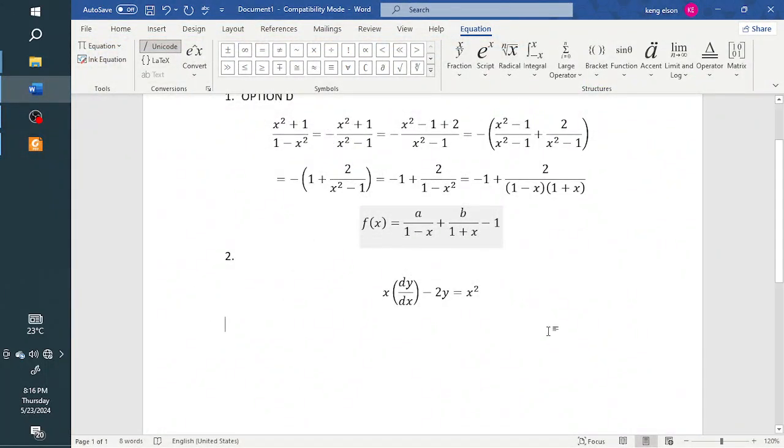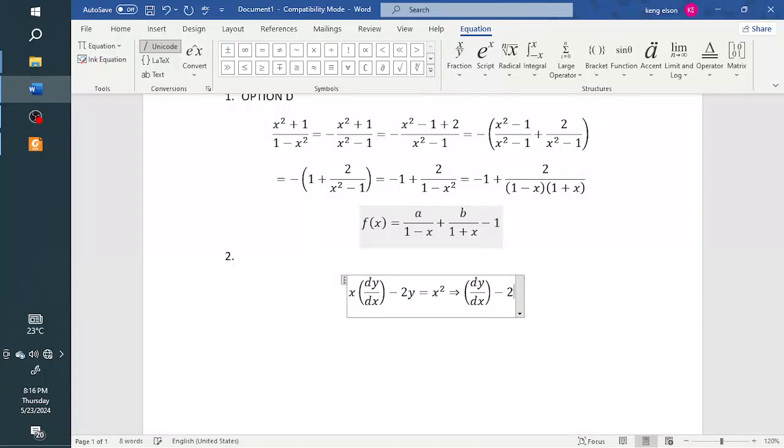Step number 1 is that I need to make the coefficient of dy by dx to be 1, and to make it 1, I just need to divide all through by x. So I have something over x here, then I have x squared over x, which is x. In fact, let me rewrite back the original. If I divide all through by x, I'm going to have dy by dx minus 2 divided by x times y equal to x.